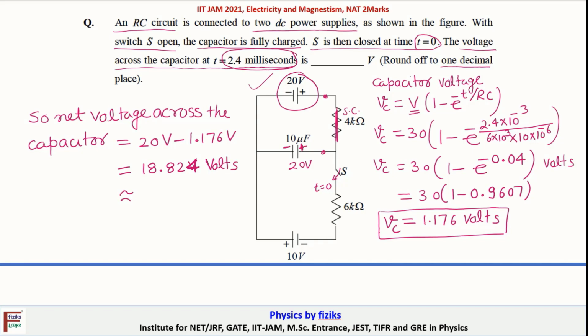And if we write up to 1 decimal place, that is 18.8 volts. So it's a numerical answer type question. So we have to substitute this value up to 1 decimal place. So that will be 18.8 volts.